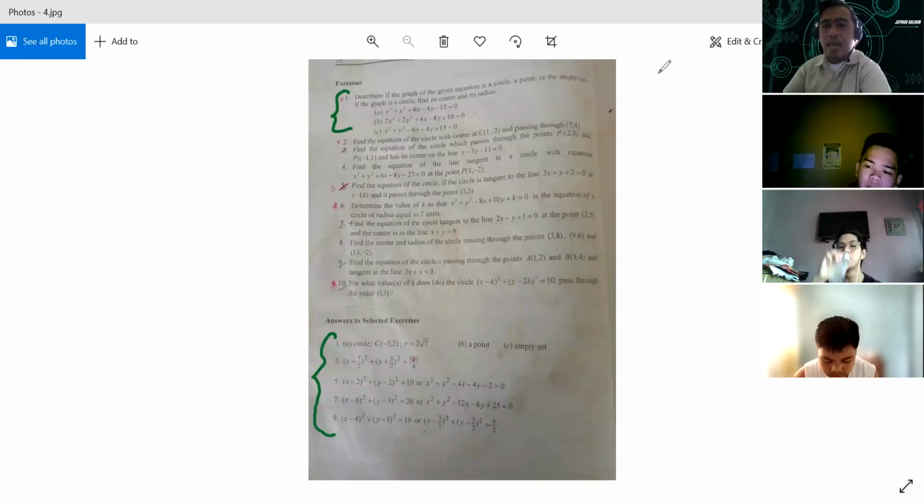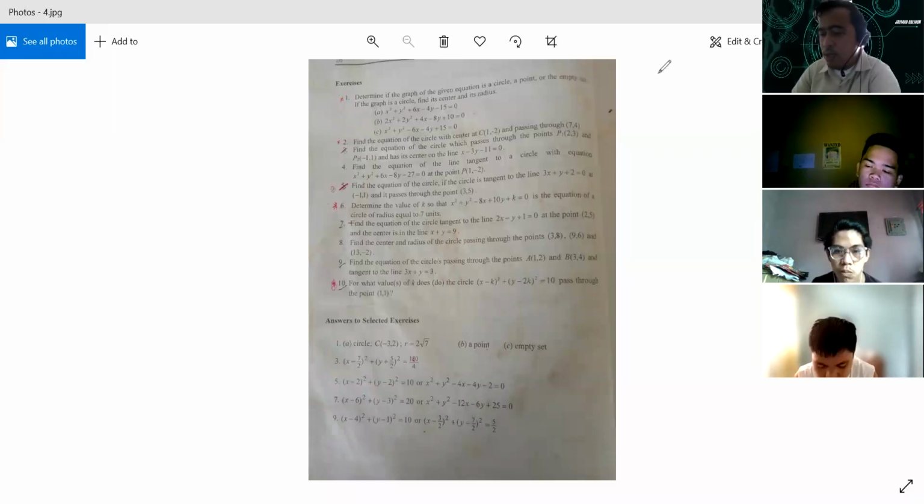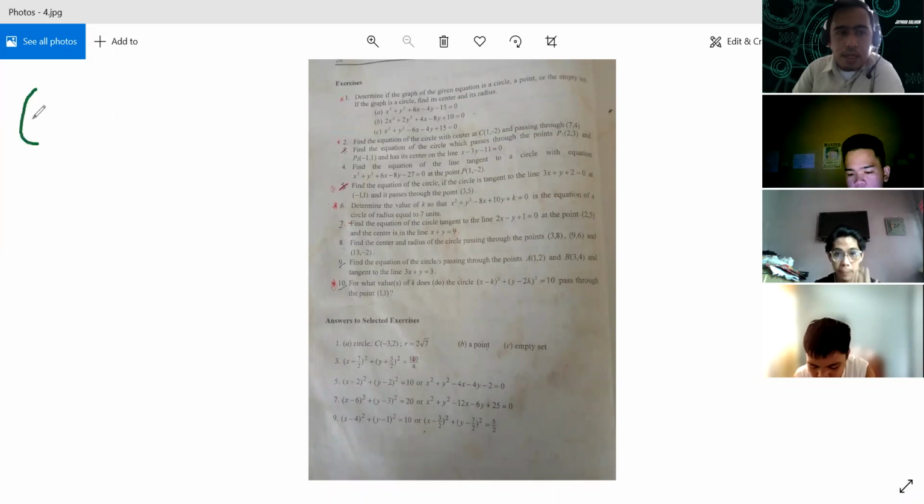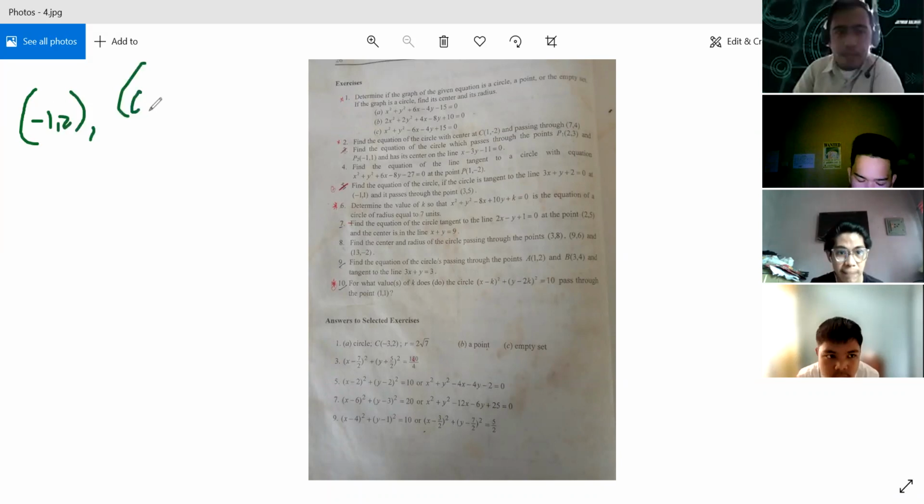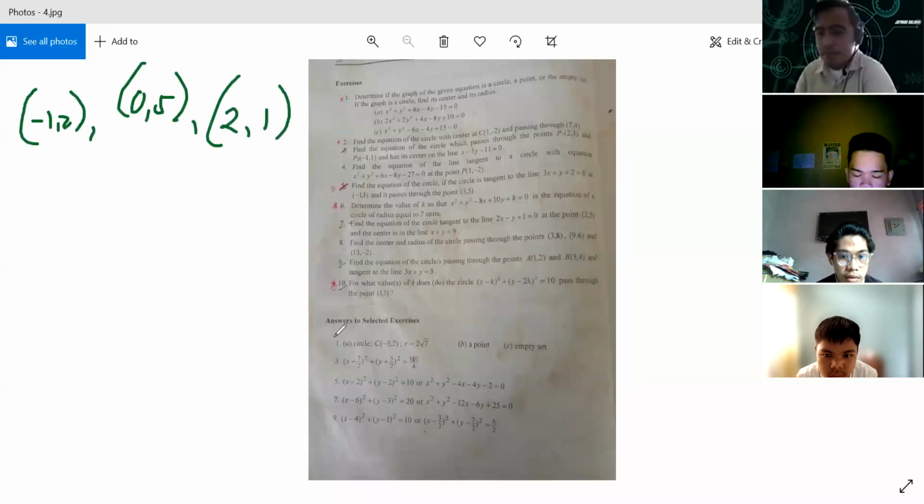Okay? And before I continue that one, as I mentioned last time, I asked you to study in advance how to find the equation of the circle if 3 points are given. 3 points from your circle are given. So for example, these 3 points are from your circle, this one. Okay?